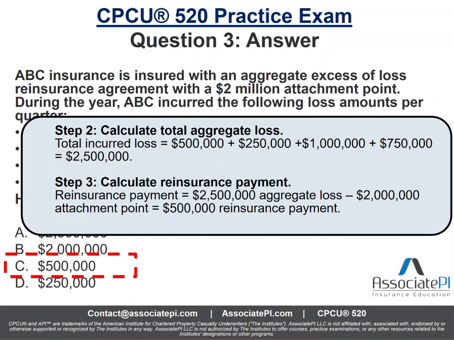Now, based on that, step number 3, we can calculate how much the reinsurance company is going to pay. And this is a little tricky because you have to understand what an attachment point is. Here we know that the primary insurer incurred $2,500,000 of loss, but the attachment point is $2 million. That means the primary insurance company is responsible for that $2 million. The reinsurance company will only pay what is in excess of that attachment point. So 2.5 million minus 2 million is 500,000. So the reinsurance company will pay $500,000 for this loss.